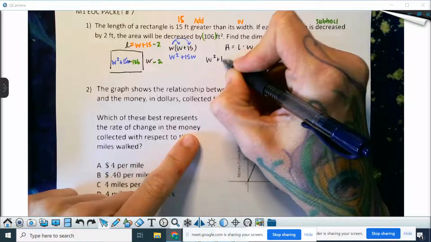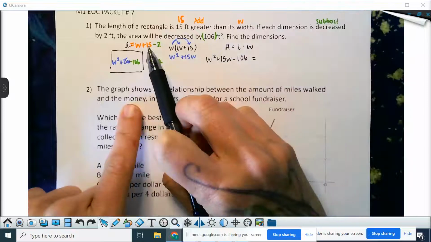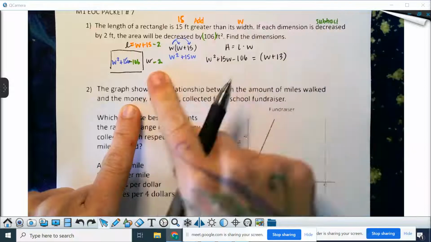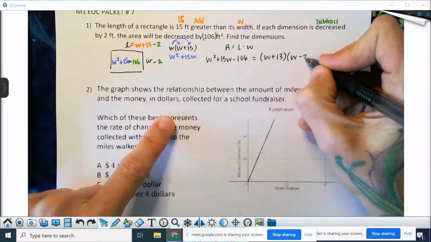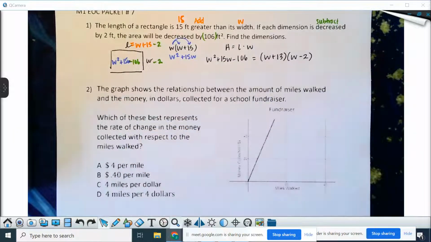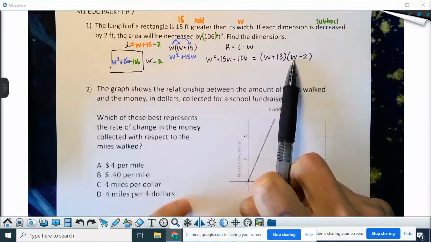So W squared plus 15W minus 106 is equal to 15 minus 2, which is going to give me 13. So W plus 13 times W minus 2. All right, I'm going to pause for a minute and let you guys multiply those two binomials times each other and see where you can get with that. You want to practice doing that, because I've realized with some of our meets and some of the feedback that it's the basic skills we really need to work on and then attack the actual EOC level questions. So right now what I want you to be doing is multiplying these two binomials together, please.